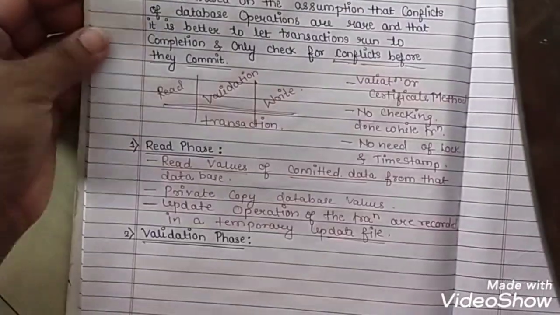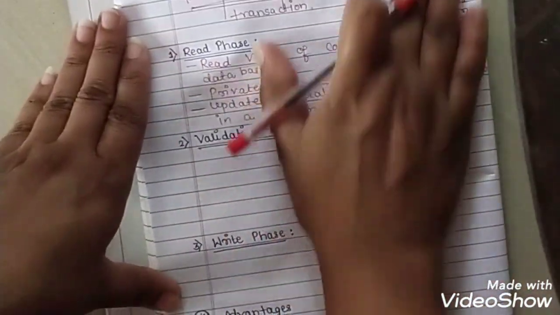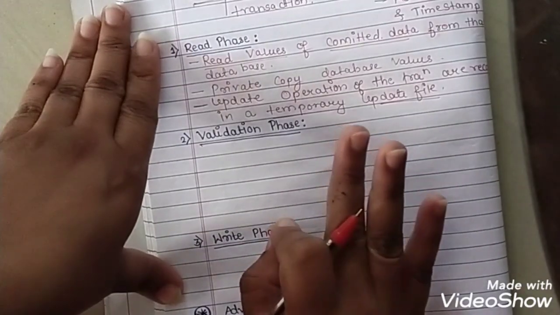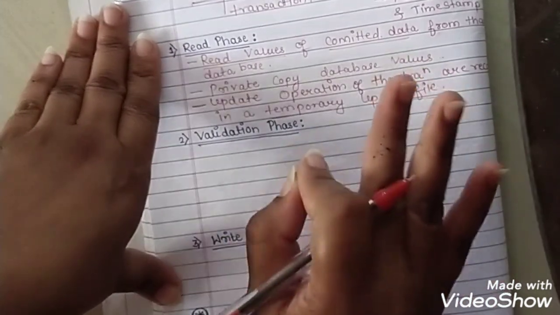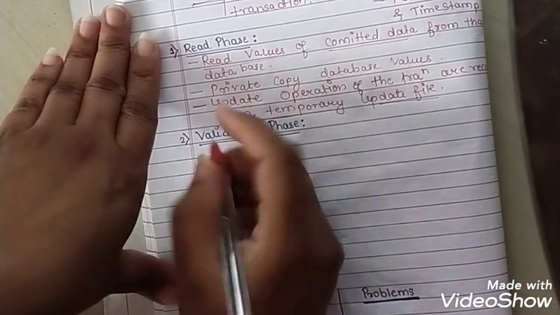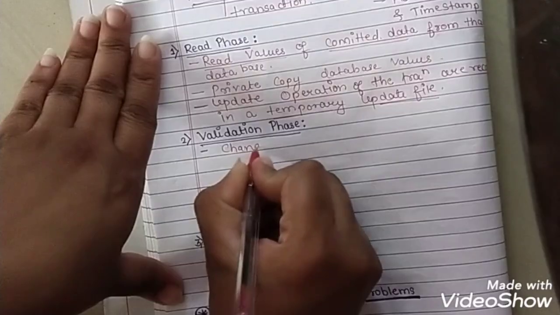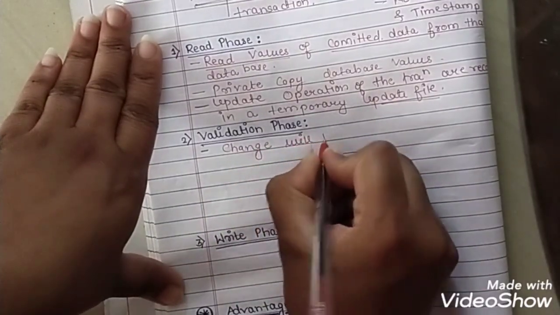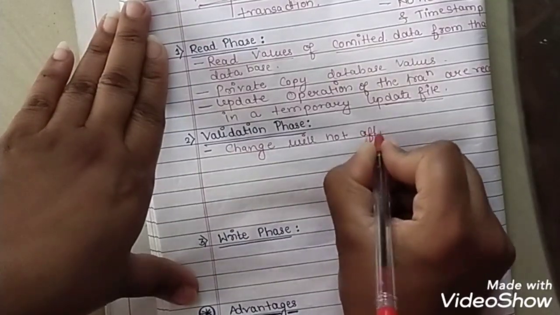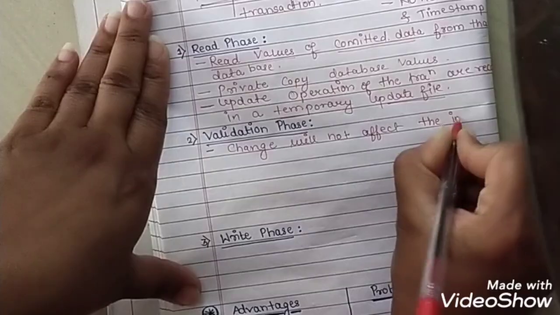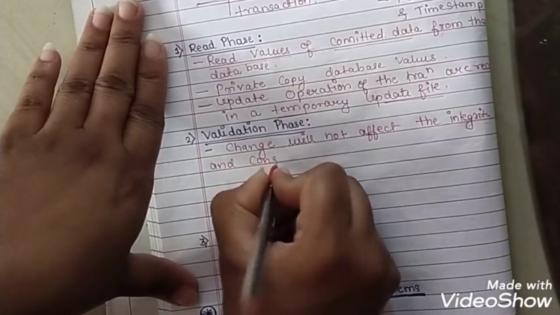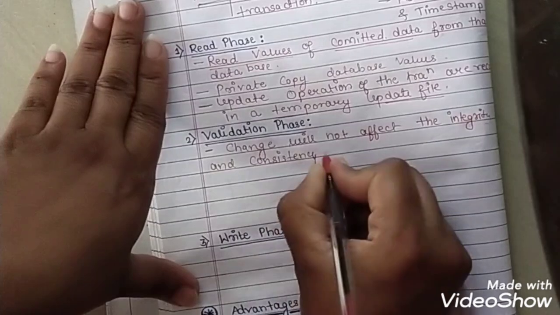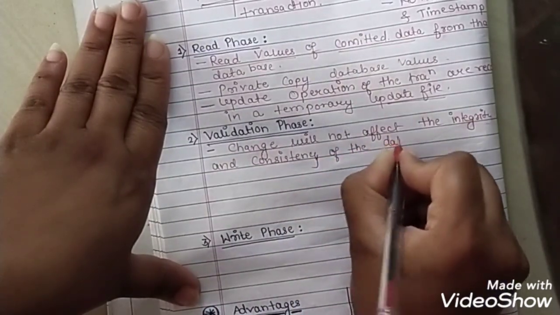So the next phase is the validation phase. Validation phase means the transaction is validated to ensure that any changes made will not affect the integrity and consistency of the database.